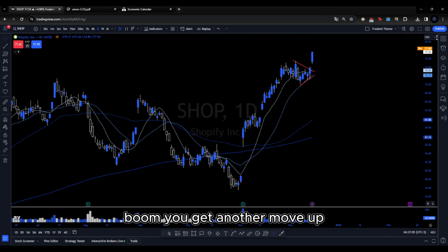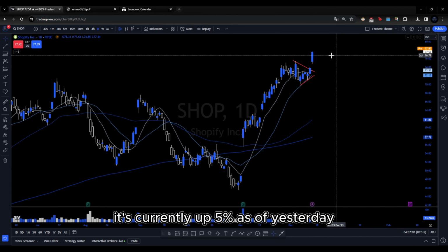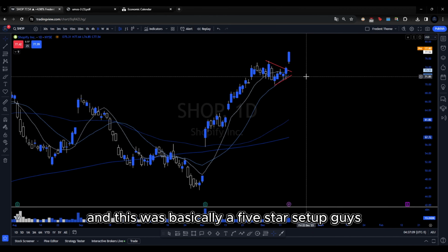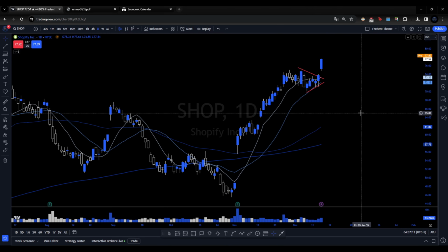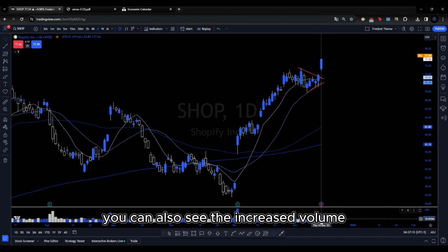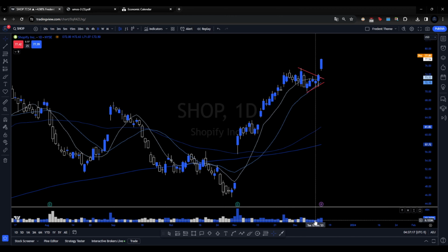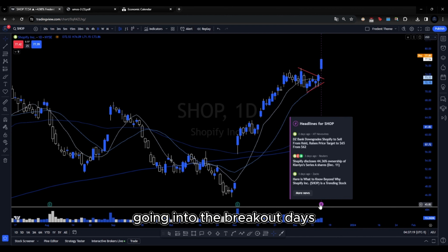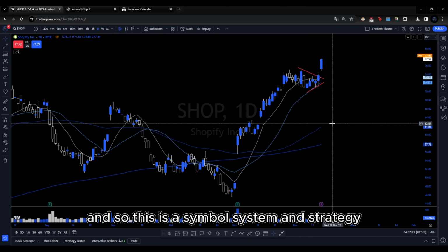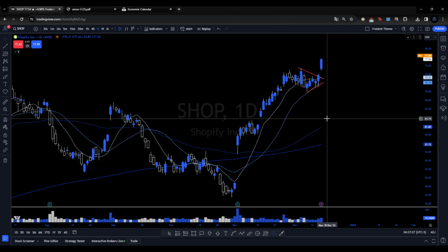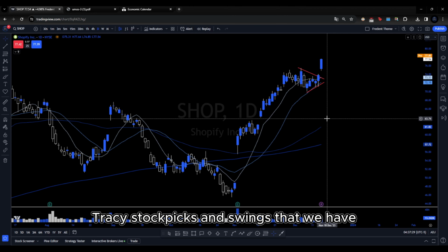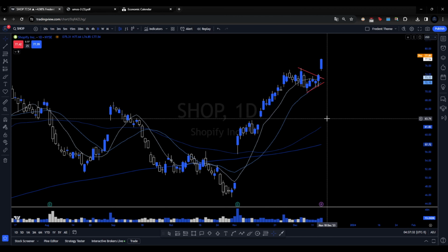Boom. You get another move up. It's currently up 5% as of yesterday. And this was basically a 5-star setup, guys. You can also see the increased volume compared to the days before, going into the breakout days. And so this is a simple system and strategy that you can use to capture these crazy stock picks and swings that we have and see sometimes.